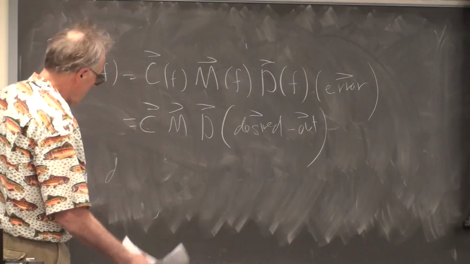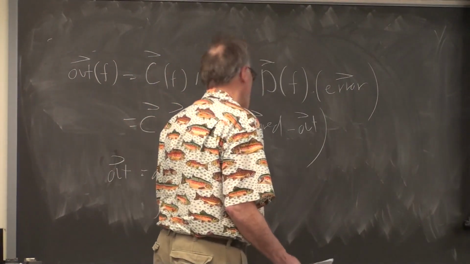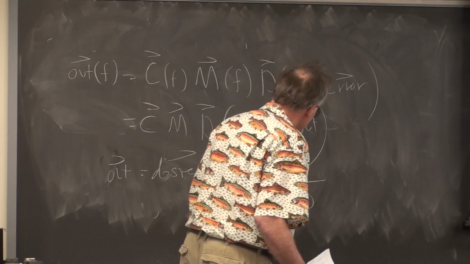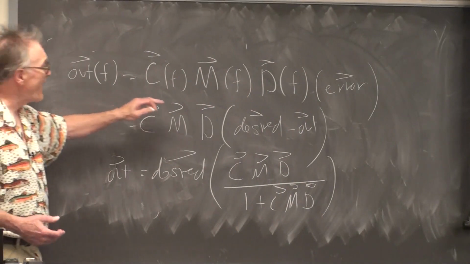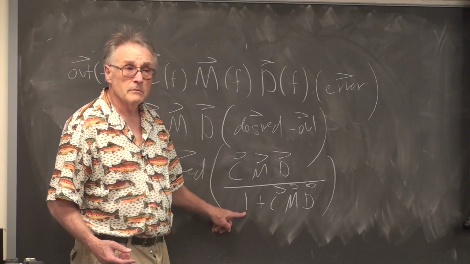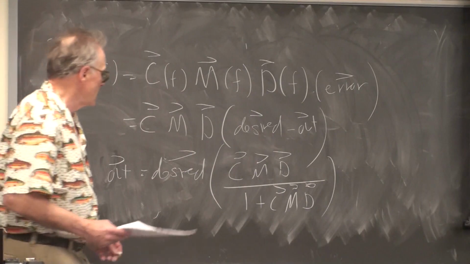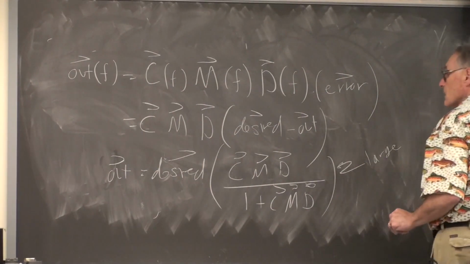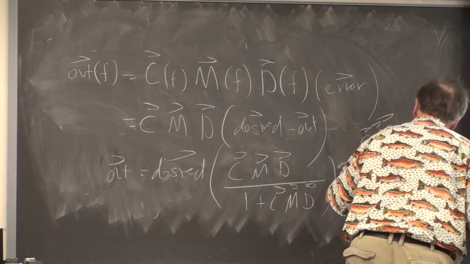So the output then is the desired angle times C times M times D over 1 plus C times M times D. Well, this has some complicated phase and magnitude, but if the magnitude of the product of C times M times D becomes big, much greater than 1, no matter what it is, some horrible complex function, if the magnitude becomes large, if CMD becomes large, then the output is approximately equal to the desired.